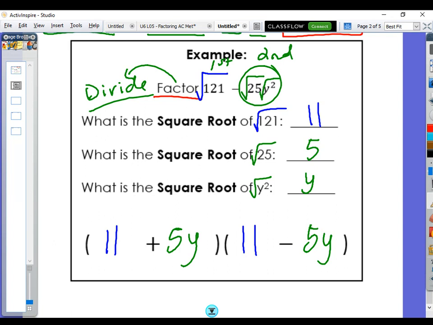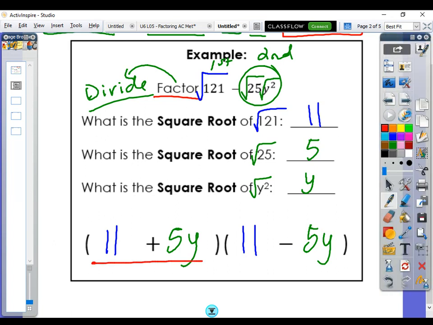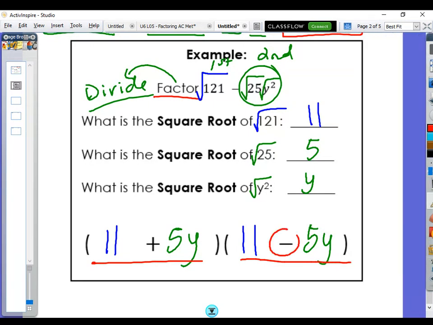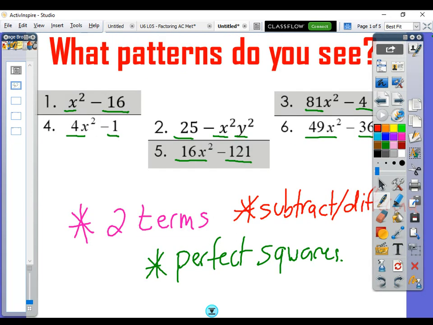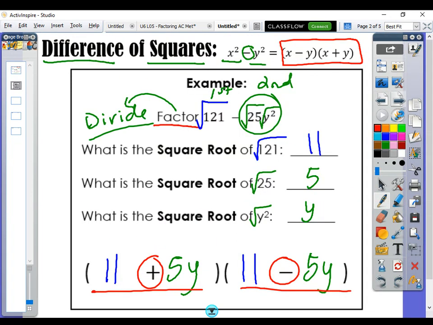And your binomials are exactly the same except for one thing. The only thing that's different are the signs. One's plus and one's minus. And that will be the case every single time. So we looked at all 6 of these. Now we're just going to jump in and we're going to factor them.